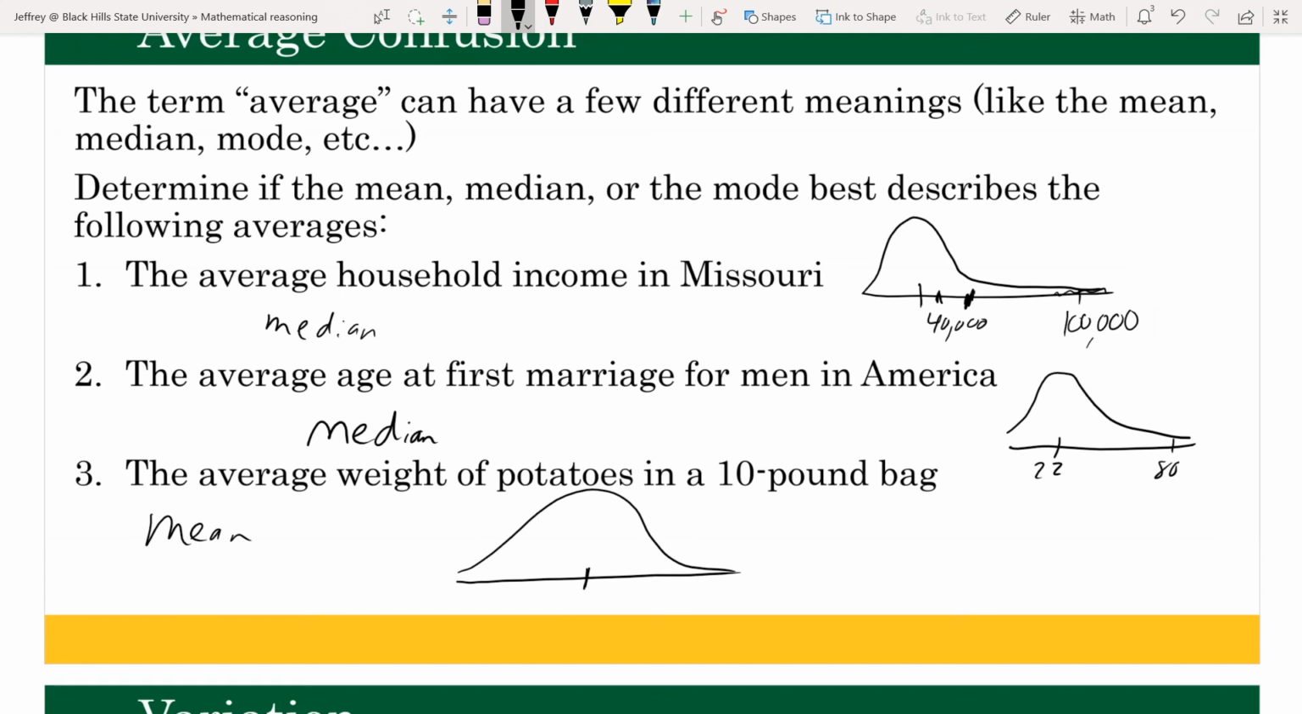And of course, both of those are going to have a larger spread than the average weight of potatoes in a 10-pound bag. So I'm assuming that we're measuring these in pounds. Those are going to be closer to like maybe half a pound, for example. So those numbers are a lot smaller, so the spread will be relative to the numbers we're working with.